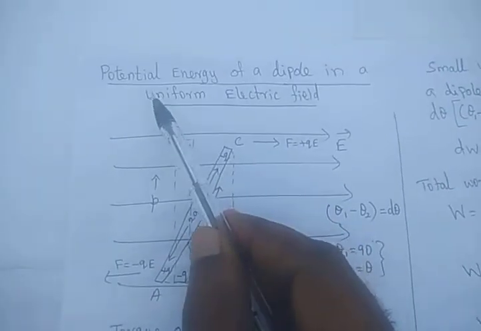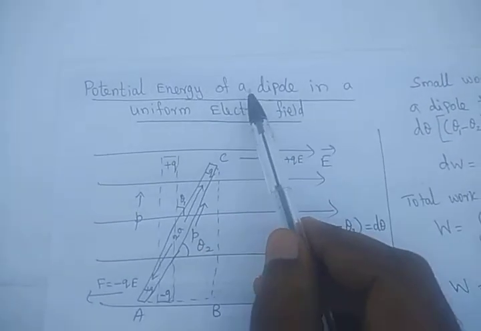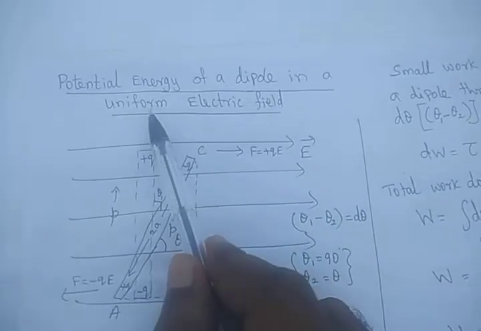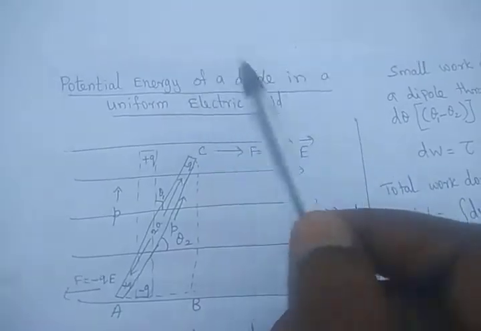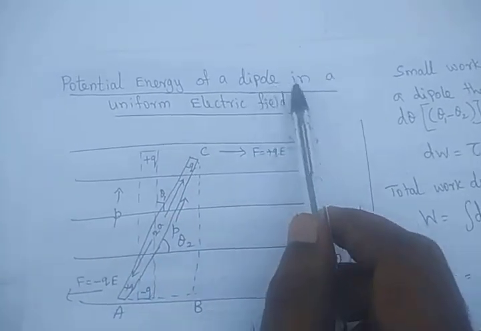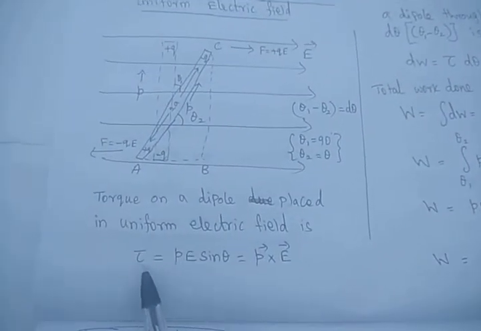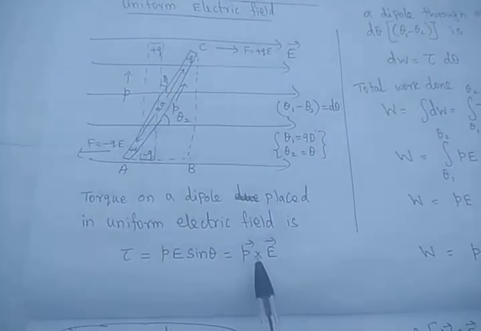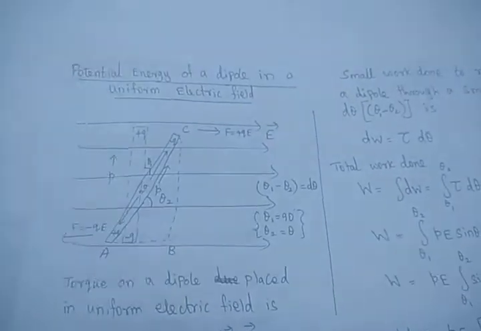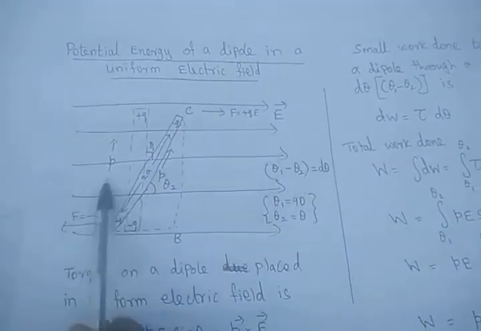Dear students, in this session we are going to see about potential energy of a dipole in a uniform electric field. Already we studied in the first unit the torque of a dipole in a uniform electric field. What is that formula? Tau is equal to pE sin theta, that is P vector cross E vector. So remember that one.